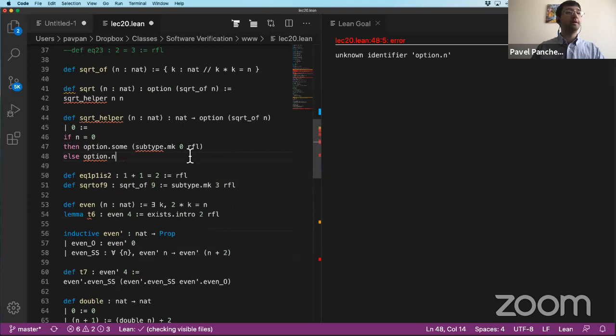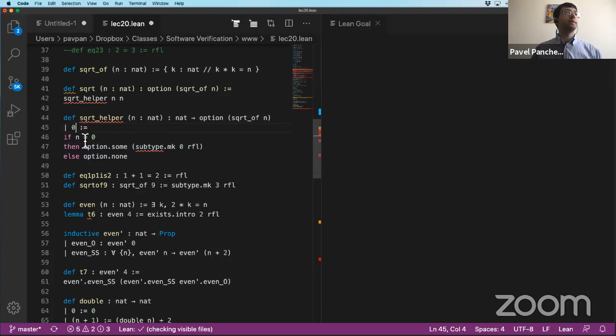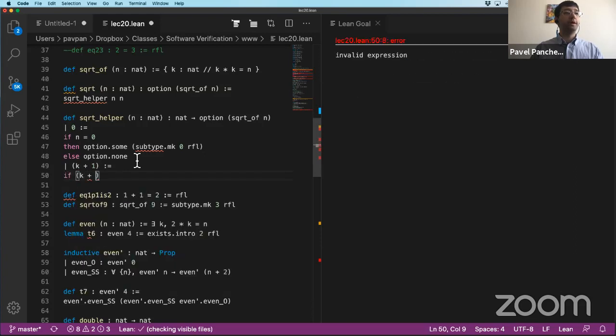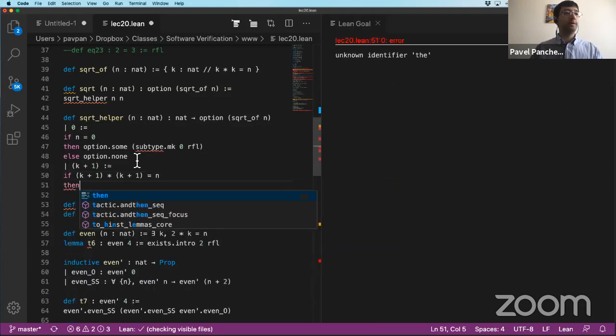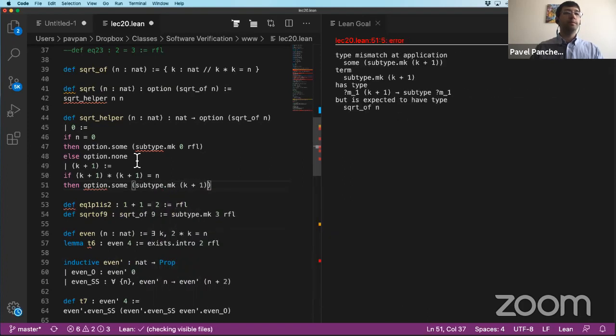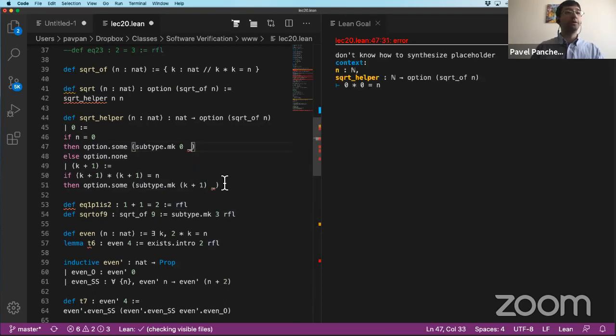And otherwise, there's no square root of n, because the way I want to think about this is that I count down from n to 0. Okay, we'll get back to that in a moment. Otherwise, k is some k plus 1, in which case we say if k plus 1 times k plus 1 is equal to n, then in fact, let me not even write rfl here. Let me just write an underscore so that we know that we have to get back to it.